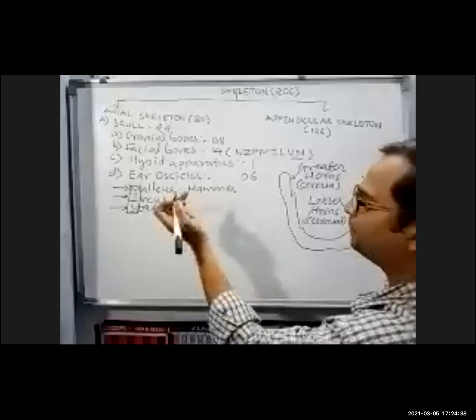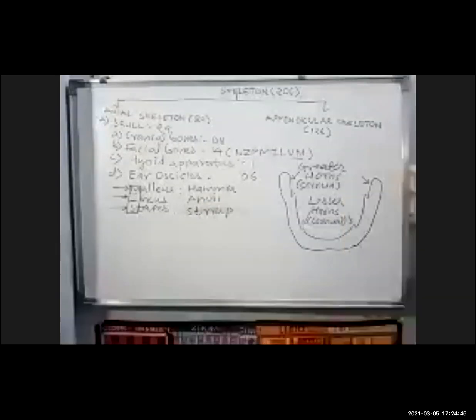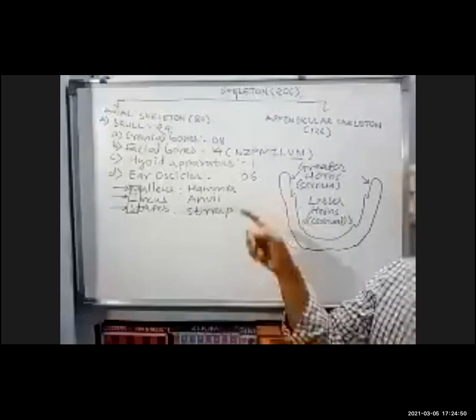Hammer shape, anvil shape, and stirrup shape. These are the shapes you can remember: anvil bone, stirrup bone, and this hammer bone. Now, what is this anvil? Anvil is nothing but what you know.